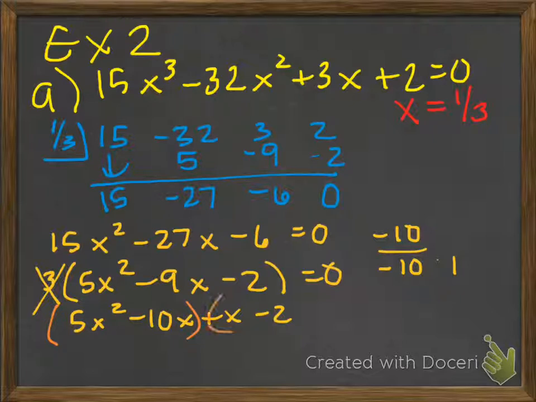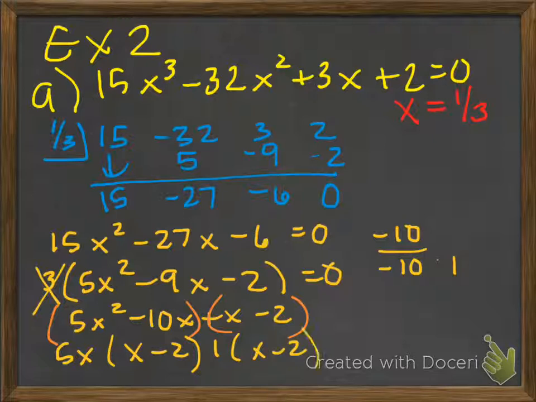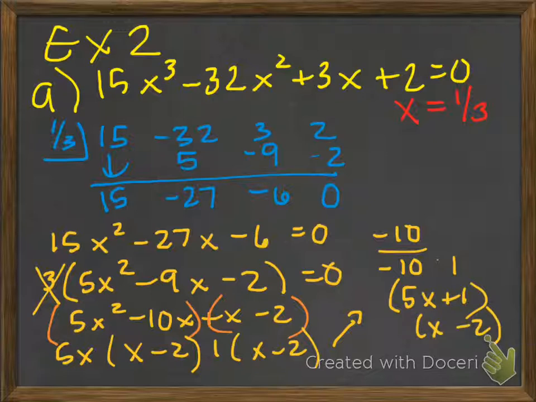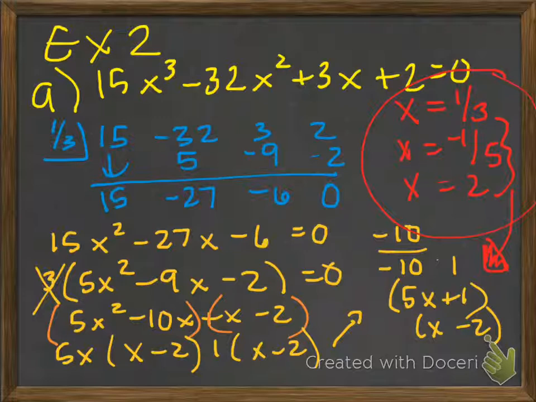So I group my first 2, group my second 2. I can take a 5x out of the first quantity, and I'm left with an x minus 2. And I'll take a 1 out, and I'm left with an x minus 2. So this will factor down to be 5x plus 1 and x minus 2. From this I get 2 additional answers: x equals negative 1/5 and x equals a positive 2. These answers are coming from those binomials right there. I gave you the first answer, so there's your 3 answers.